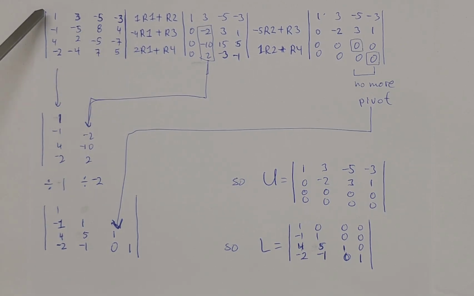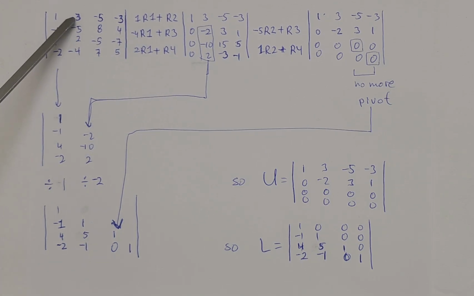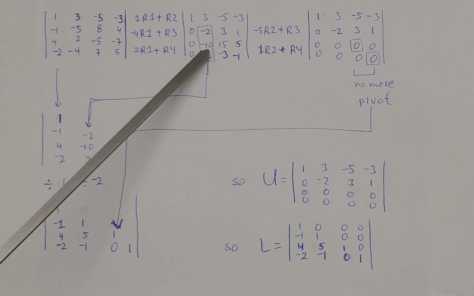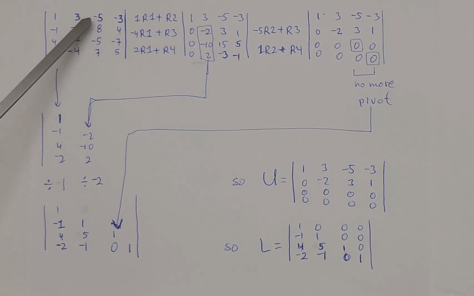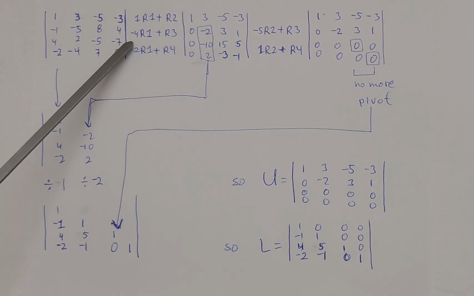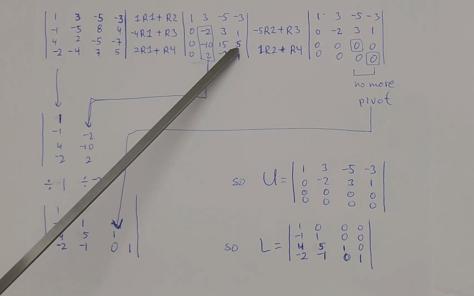So -4 times 1 is -4, plus 4 gives me 0. -4 times 3 is -12. -12 plus 2 gives me this -10. -4 times -5 gives me +20. 20 subtract 5 will give me this 15. -4 times -3 gives me +12. 12 subtract 7 gives me this 5.